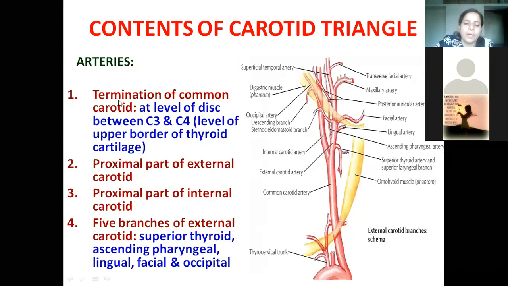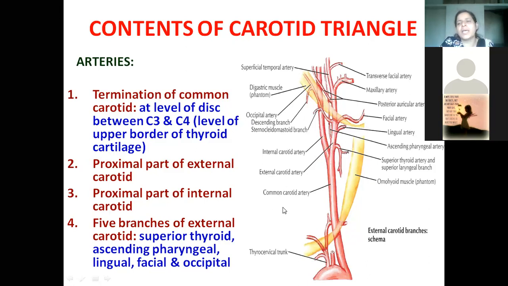Now, contents of the carotid triangle. Here you see the arch of aorta. From the arch of aorta, on the left side directly you will see the common carotid artery. This common carotid artery will be dividing into external carotid artery and internal carotid artery. So in the contents of the carotid triangle, you will see the termination of the common carotid into external and internal carotid arteries, and 5 branches of the external carotid artery in the carotid triangle.